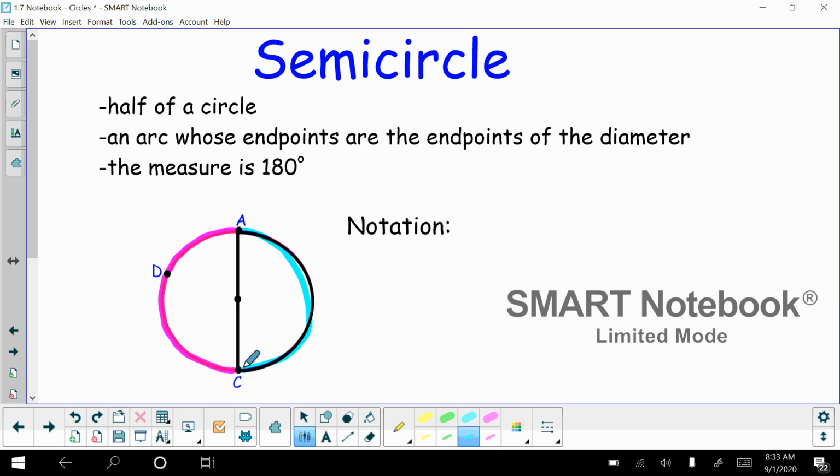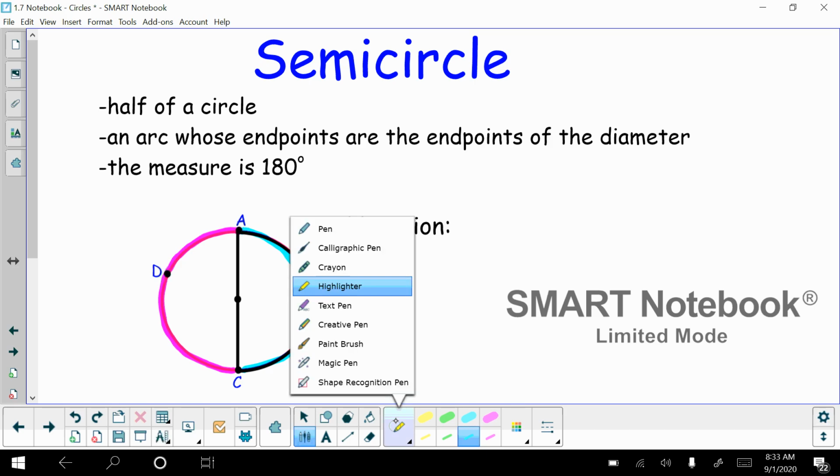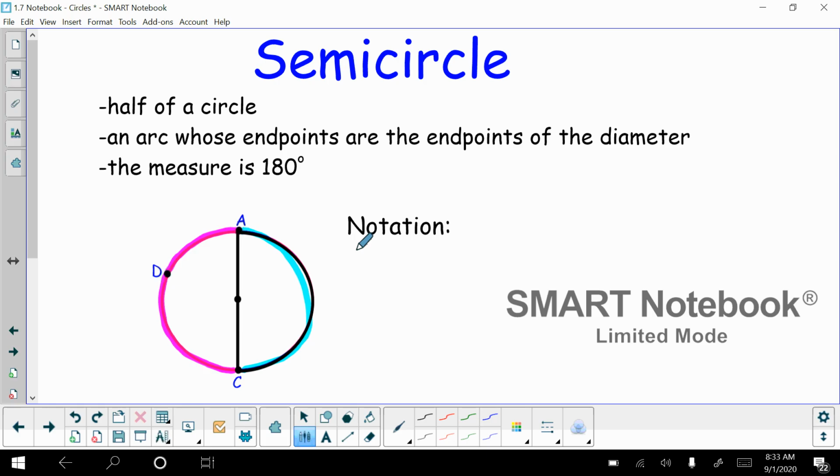Okay, the way you name it, oh, by the way, arcs have measures. Okay, so like this pink arc is 180 degrees, just like the angles that we work with in degrees. Arcs also have degrees. This side over here is 180 degrees.